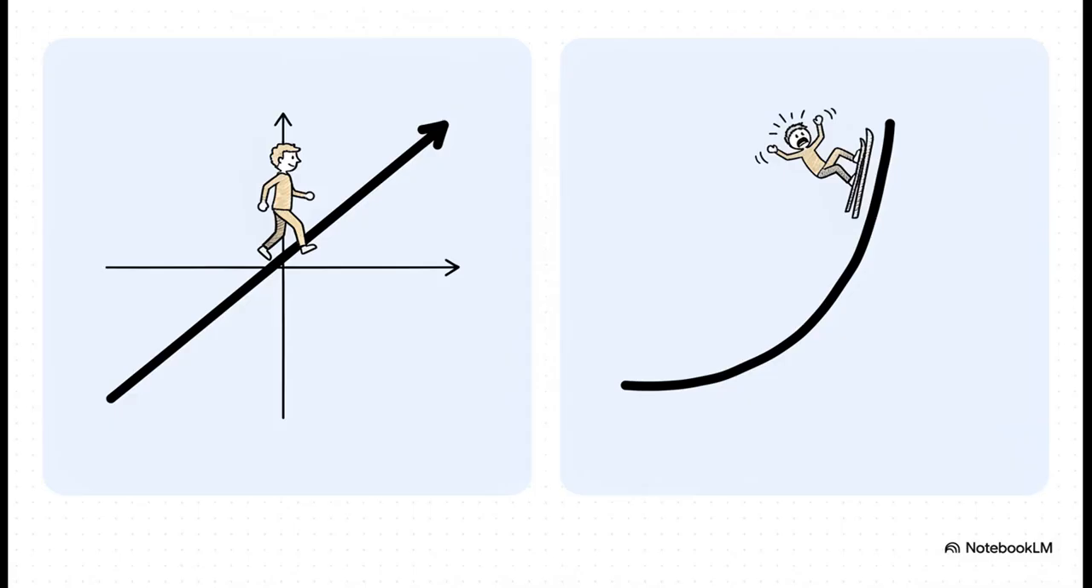So let's look at the two big ones you'll run into all the time. Over on the left, we have linear growth, or O of n. You can think of this as a nice, steady, predictable climb. Double the input, you basically double the work. Makes sense. But on the right, that's quadratic growth, O of n squared. And this one is sneaky. It starts off looking flat and harmless, but then it just shoots upward like a ski jump.